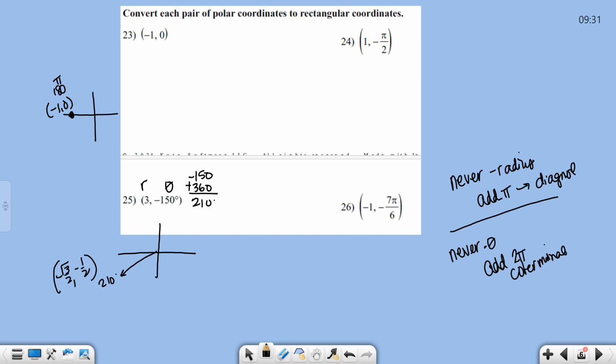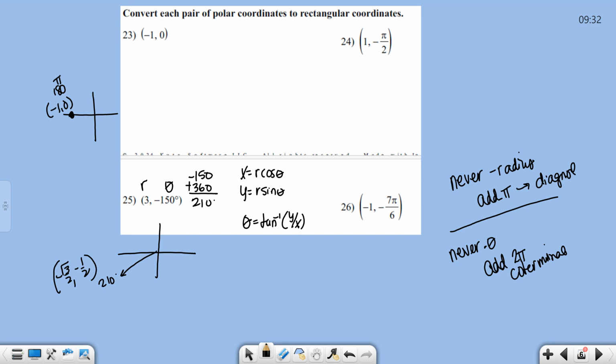And remember, we're using the same thing we did with the vectors. X is going to be r times cosine of theta. Y is going to be r multiplied by sine of theta. If you need to determine theta, it's going to be tangent inverse of y over x. Oh, there you go, piece of cake.